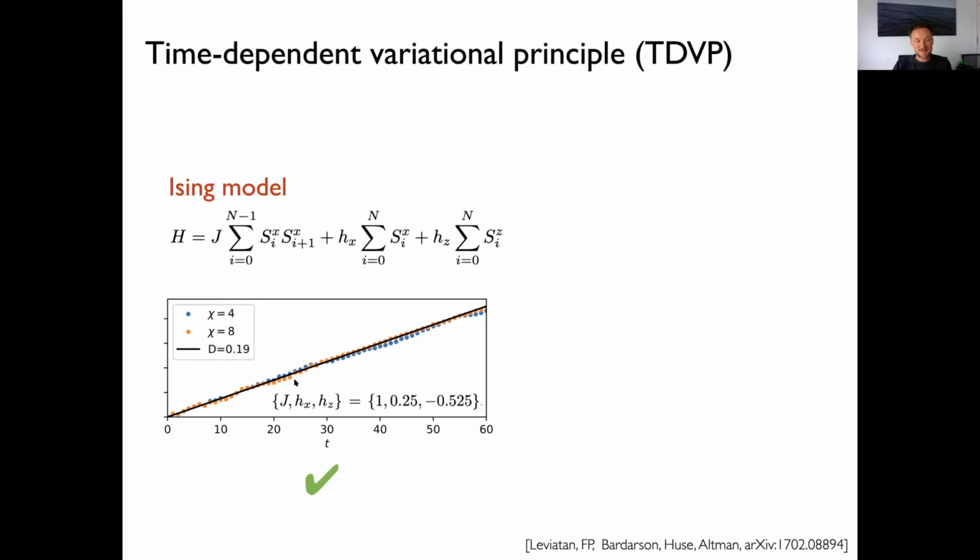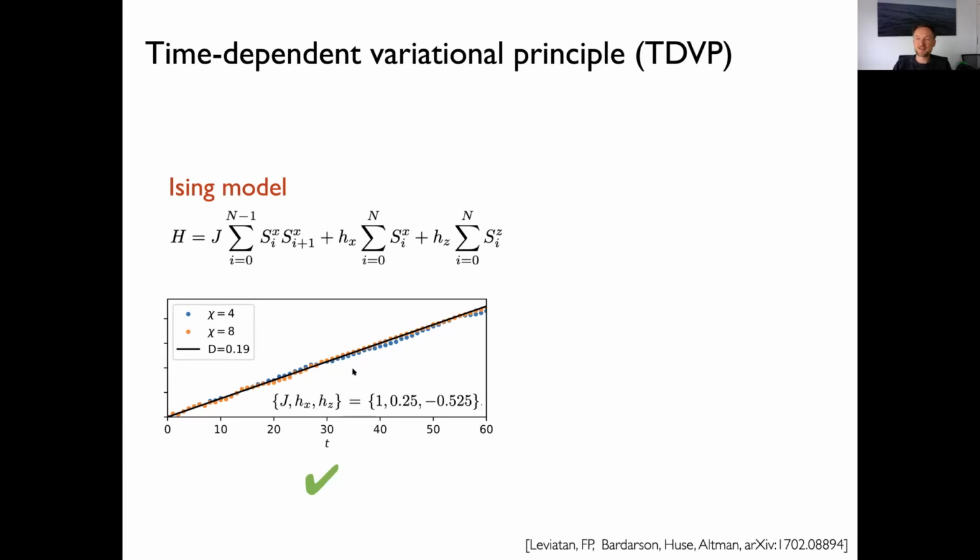And it turns out it works really well, right? So here we just look at the mean squared displacement, something that we expect to grow linearly as a function of time in a diffusive system. And from the slope, we can extract the diffusion constant. And we see that independent of the bond dimension, we get the same answer.